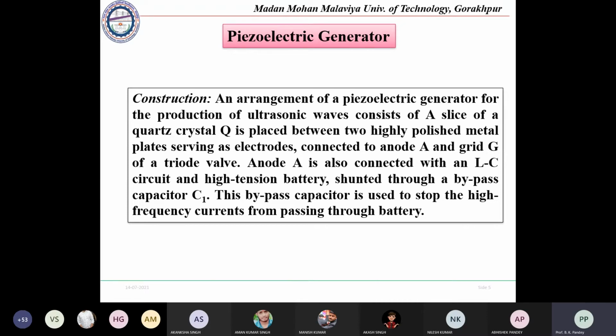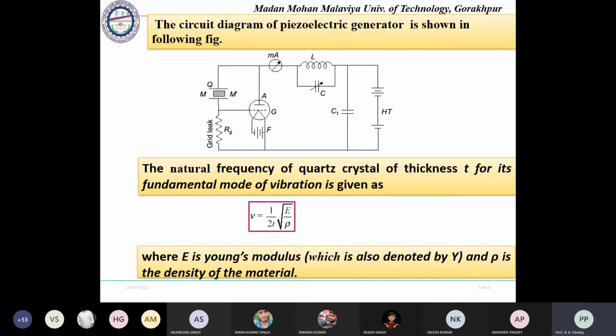This is all about this circuit diagram, which you might have seen on the slide. There is a triode valve. In the triode valve, there is the filament, which will produce the electrons going from this cathode to the anode, and there is the grid in between. The grid is used to control the flow of electrons from the filament to the anode, and then it is connected to the tank circuit, that is the LC circuit.